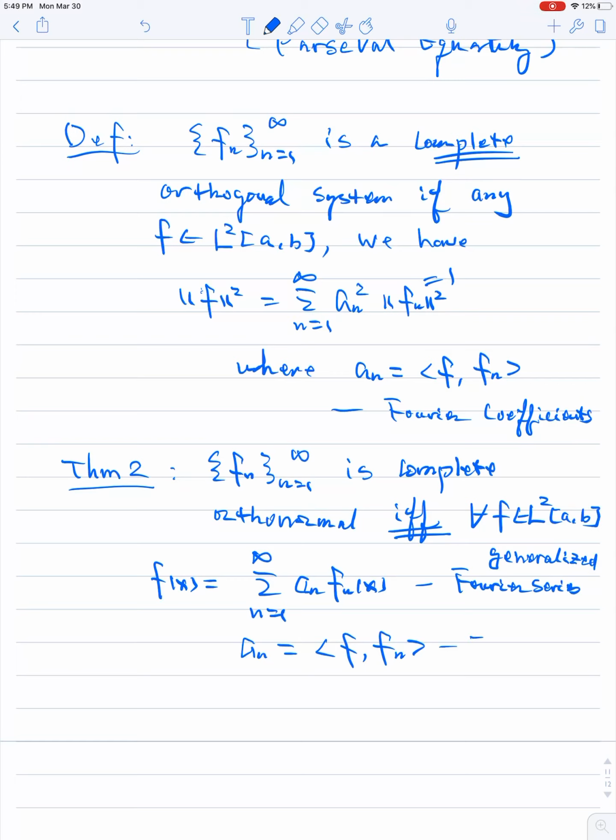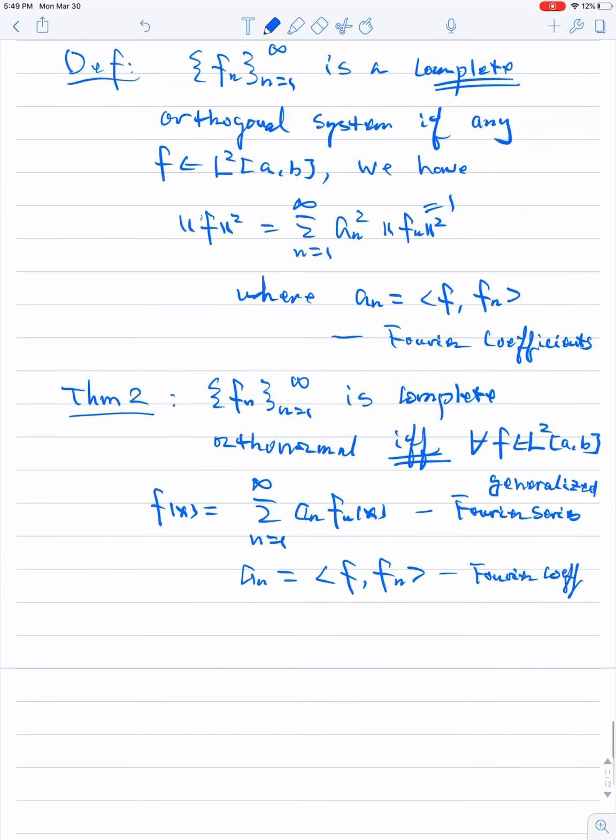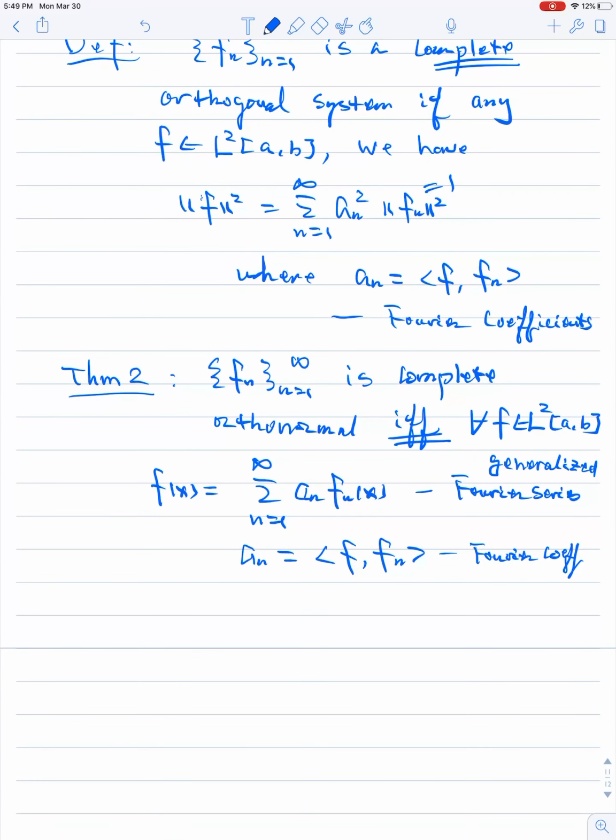And these are the Fourier coefficients. So that is the theorem. Now, this convergence means that if you look at the finite sum of n terms, the sum of a_n f_n(x), from 1 to capital N, this limit here, this is S_N.